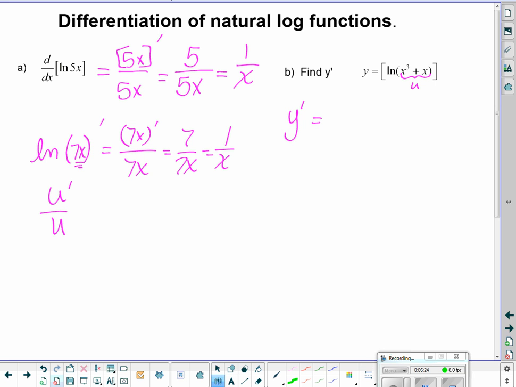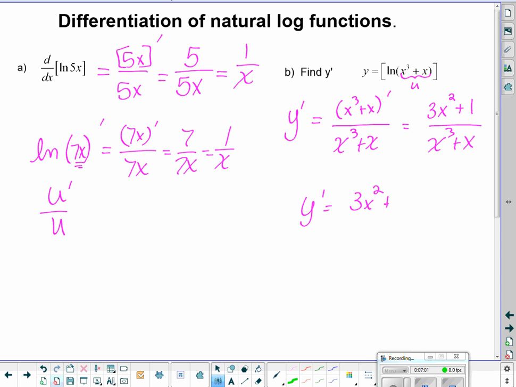Let's go into y prime. Y prime equals u prime over u. So here's the u. We want to take its derivative on top, divide it by x cubed plus x. Simple, isn't it? So derivative on top, nothing more than the power rule. 3x squared plus 1. And then no derivative on the bottom. It is simply just u. Step back, take a look. Can I simplify that function? Pretty sure I can't. So final answer, y prime equals 3x squared plus 1 over x cubed plus x.